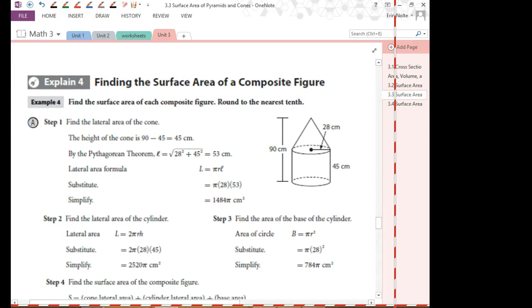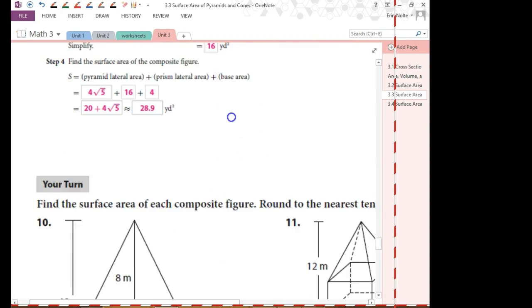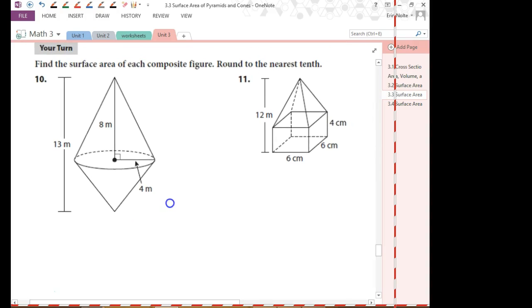Alright, so the last piece, of course, is that they're going to throw in these composite figures where they just have you add all these cool shapes together. So there's an example of a couple, feel free to go and check those out. We're going to do number 10. Okay, so this is like a double cone, a big cone on a little cone. Okay, so how are we going to do the surface area of this double cone?